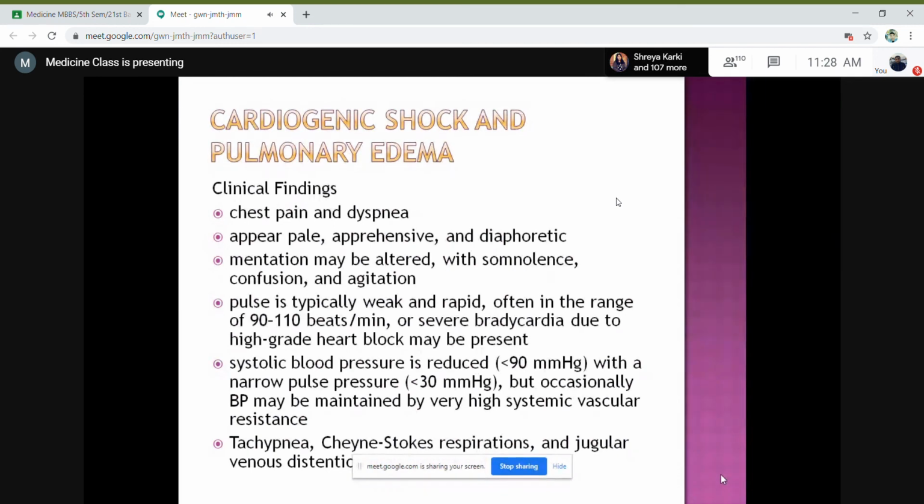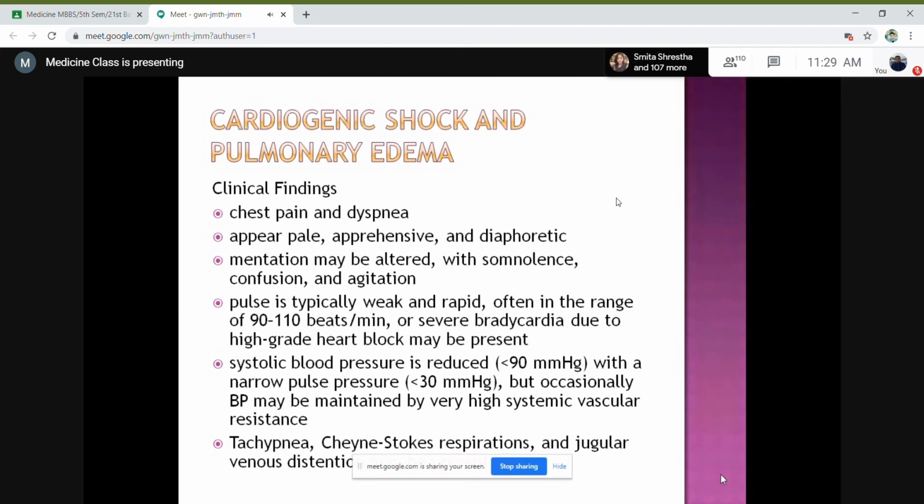Altered sensorium, and somnolence, confusion, agitation may also be there. When we check the pulse, it will be very rapid and it may be very weak. It may range from 90 to 100 beats per minute, and severe bradycardia may be there if the patient has high degree AV block. When we check the blood pressure, the systolic blood pressure will be reduced. It will be more than 90 with narrow pulse pressure.